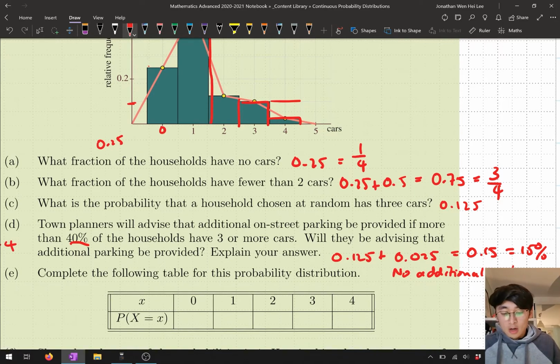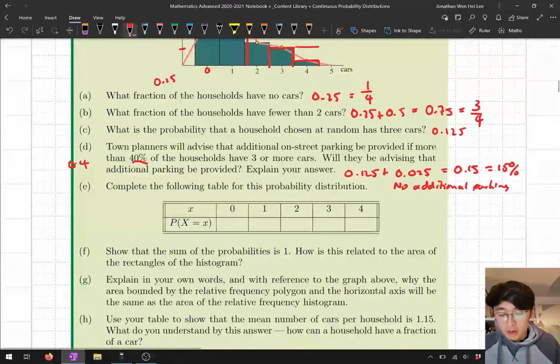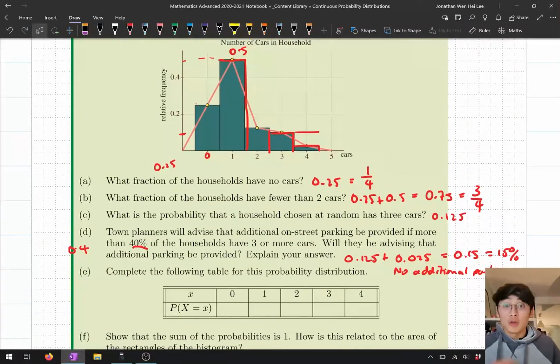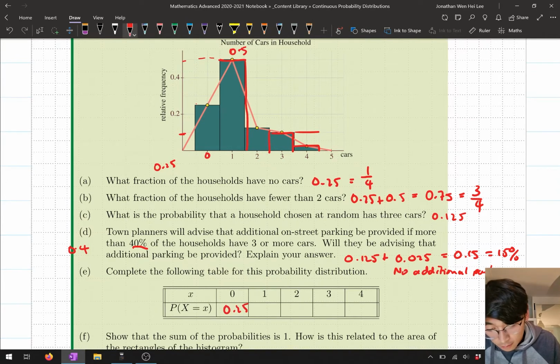Okay. What we can do from here, we're going to just answer the rest of this first page, and then we're just going to answer this next bit, and then I'm going to do the rest in our online class. Okay. Complete the following table for the probability distribution. Okay, so here's the probability distribution. Just all we're doing is filling it in with our relative frequency. So here 0 is just 0.25, 1 is 0.5, 2 is 0.125, 3 is, what did I say earlier? What did I say? 3.